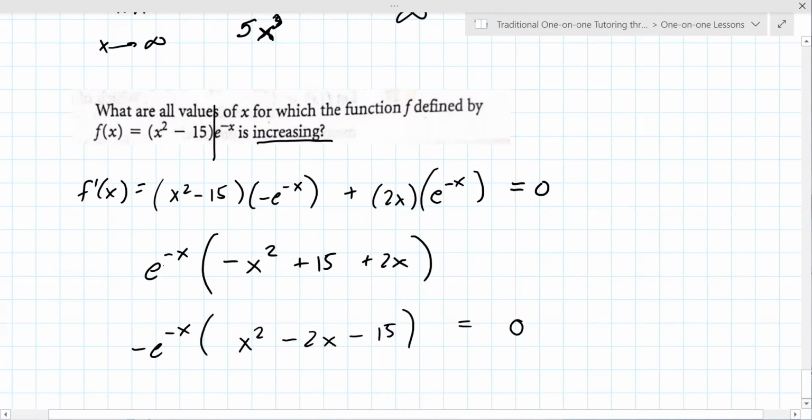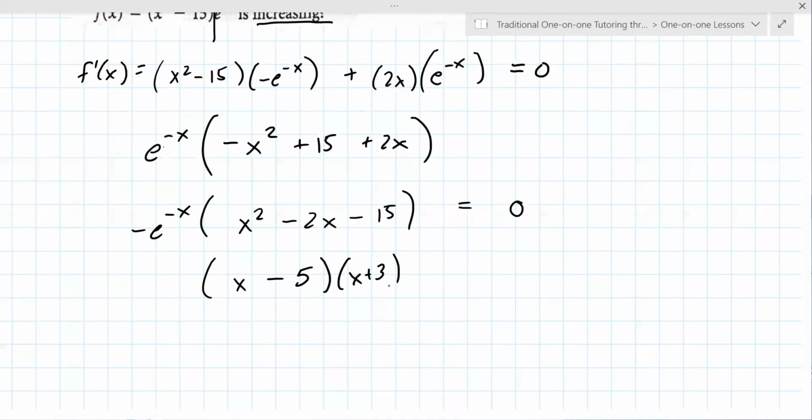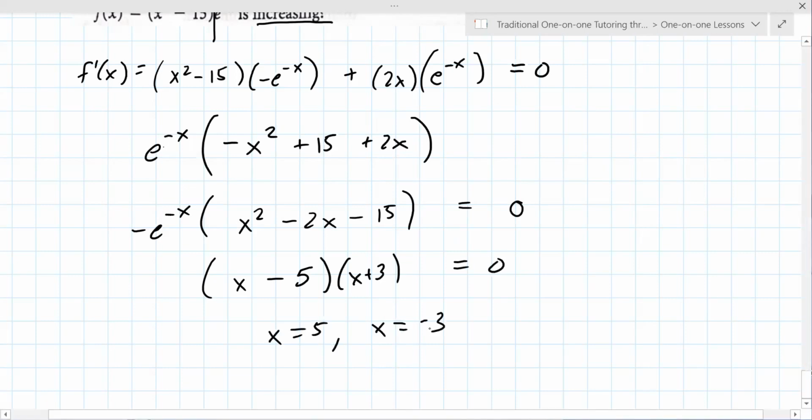And then set the, okay, so then 3 and 5, yeah. So then x equals 5, negative 3, and then you have the e to the negative x. So you set that equal to 0. How do you solve that part? So x is 5 and x is -3 are your two possibilities.